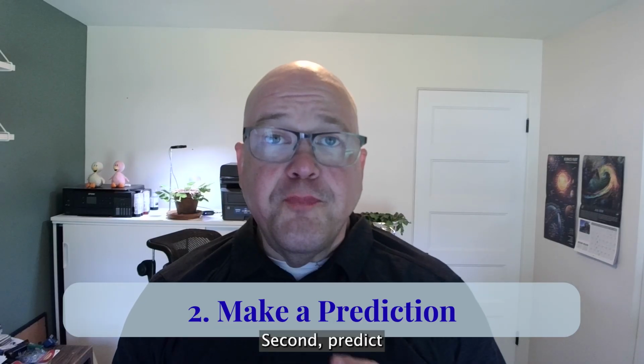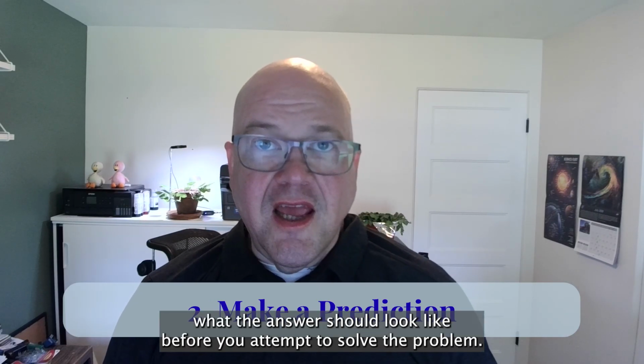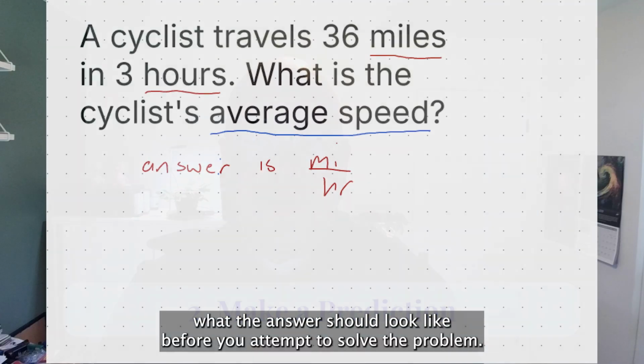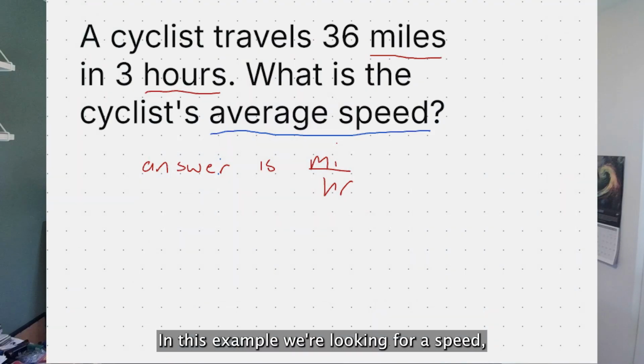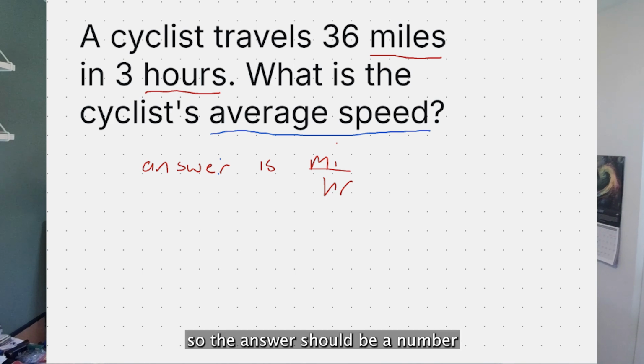Second, predict what the answer should look like before you attempt to solve the problem. In this example, we're looking for a speed. So the answer should be a number measured in distance divided by time. For example, miles per hour.